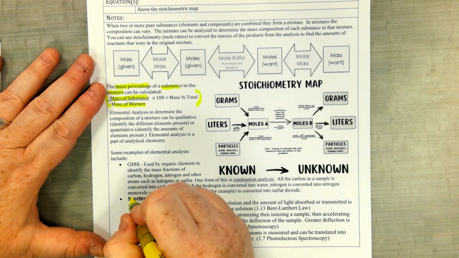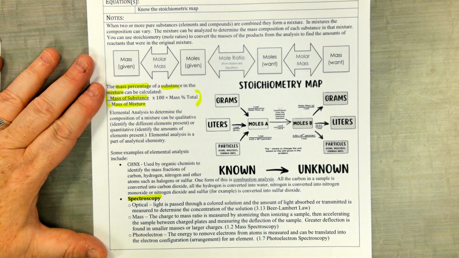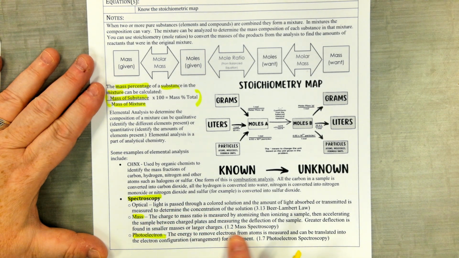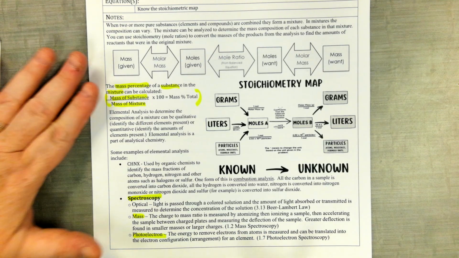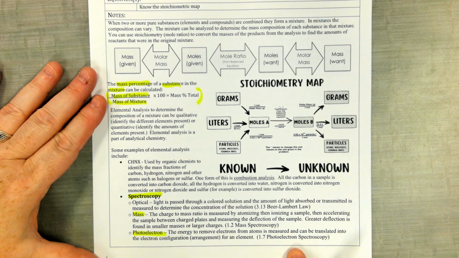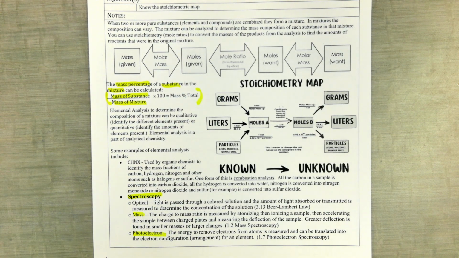The one that we kind of focus in on is spectroscopy, and we really look at mass and photoelectron. And if you look, 1.2 is all about mass spec and calculating the average atomic mass with a mass spec graph or data table. And in 1.7, we'll talk about photoelectron spectroscopy.